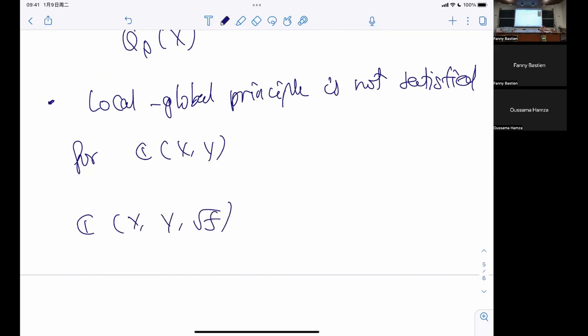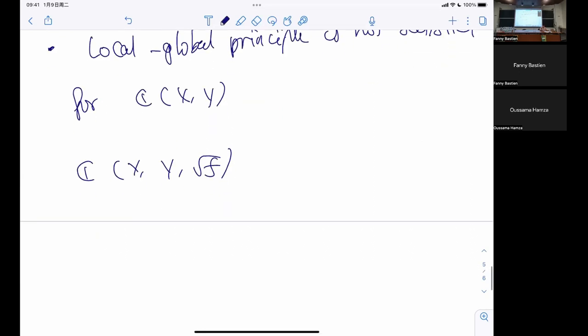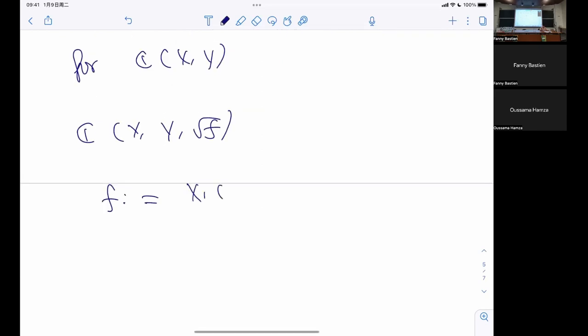Calculation. So we work first on a quadratic extension of this field. Here F is some kind of equation defining elliptic curves. I just take some random example. In some sense, it's a double cover.